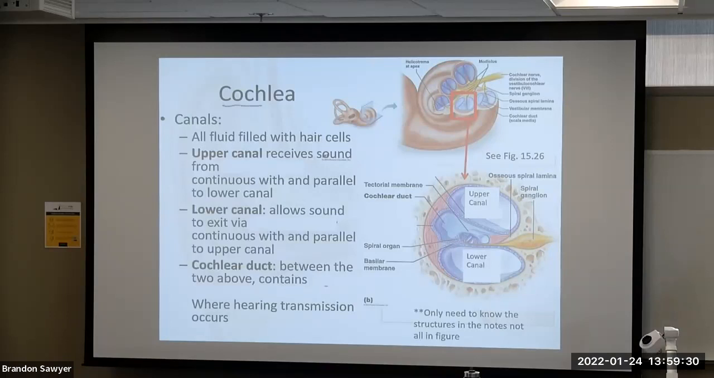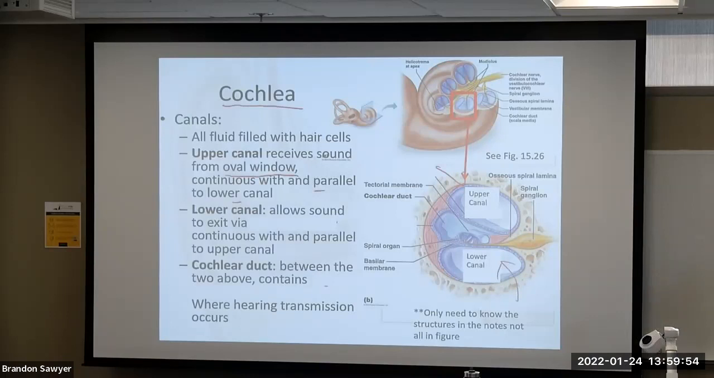Okay, so we'll start with the cochlea. So the cochlea has really 3 separate canals inside of it. And we can see that here. There's the upper canal, okay, and that's the one that's going to connect to the oval window, right? So the upper canal receives sound from the oval window, okay? And then it's running parallel to the lower canal right below it, which is down here, okay?